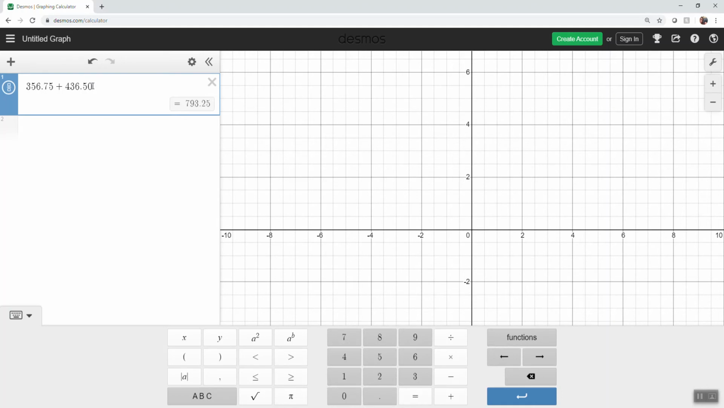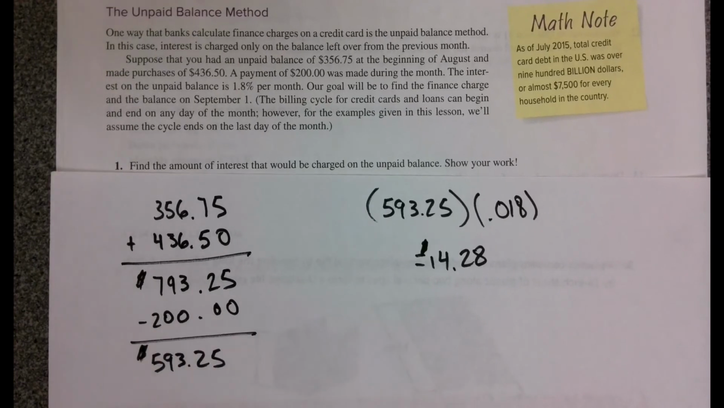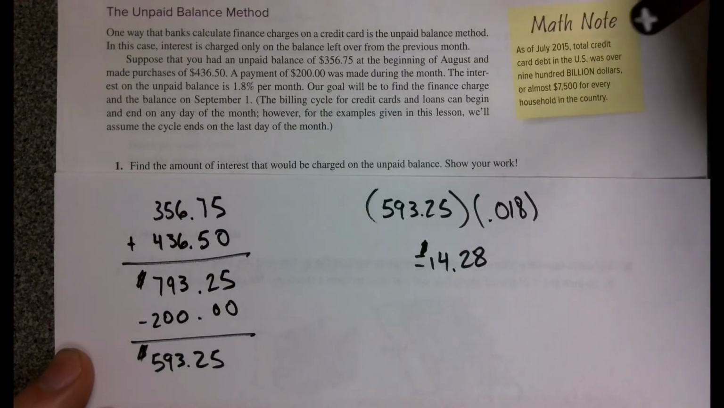So I'll just go to this one where I had my sum and I'll multiply by 0.018. We're going to owe the credit card company $14.28. You best believe they're going to round up on you. So that's the amount of interest we're going to pay.